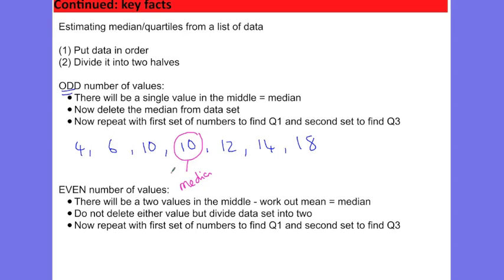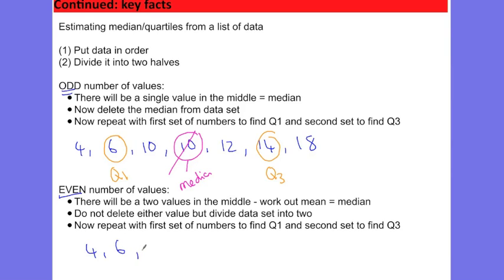Now you have to delete this. So we cross off the median and we repeat with the first set of numbers to find the first quartile, the lower quartile, and the second set of numbers to find the upper quartile. So we're looking at these numbers and we're looking for the middle number, 4, 6, 10. Obviously the middle number is the one in the middle here, 6. This is the lower quartile. Over this side, the number in the middle, remember we've crossed this out in the middle, this one here is the upper quartile, Q3.